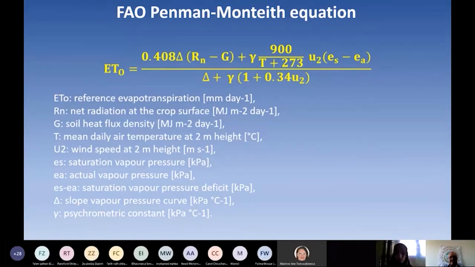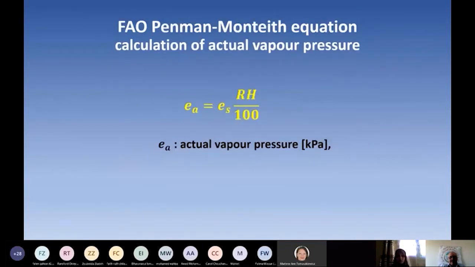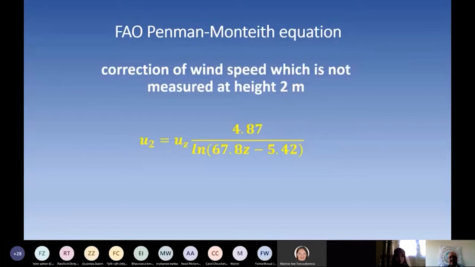And the wind speed used in this equation should be measured at 2 meters. If it was measured at a different height, I can use this equation to convert the wind speed from any height to 2 meter height. Of course, many people have difficulty making all this data available. I mean, especially many weather stations don't have net radiation or wind speed.